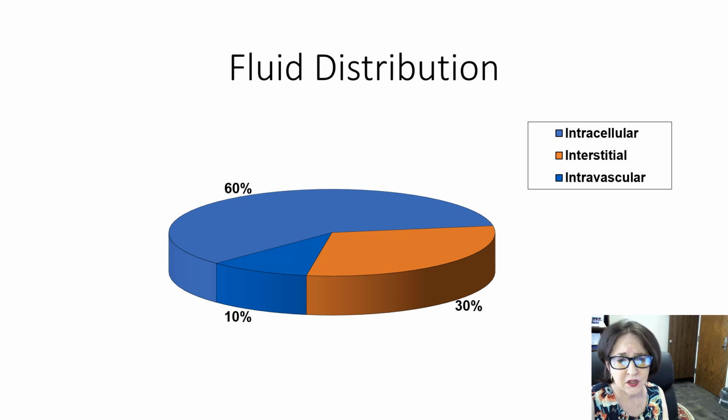The space is outside of the cells. It includes the interstitial fluid that is in the tissues and bathes the cells, and the intravascular space, or the blood vessels. Note that the smallest volume of water is actually in the blood vessels.